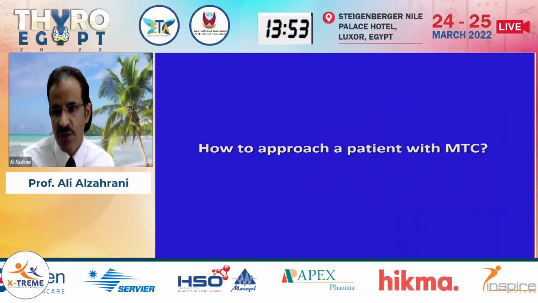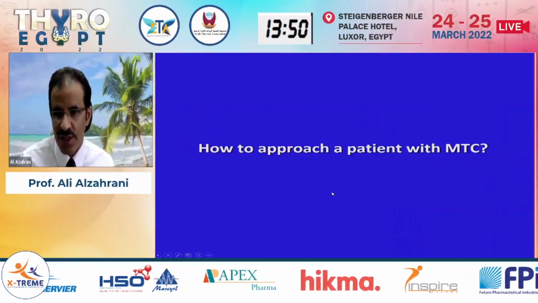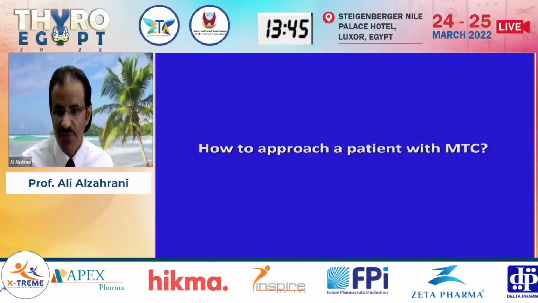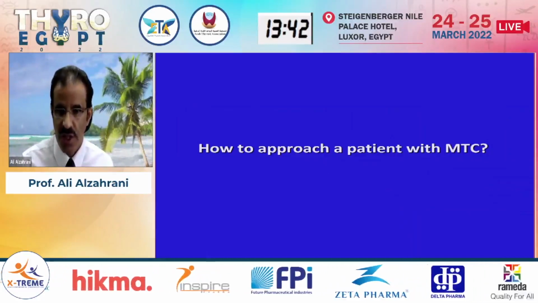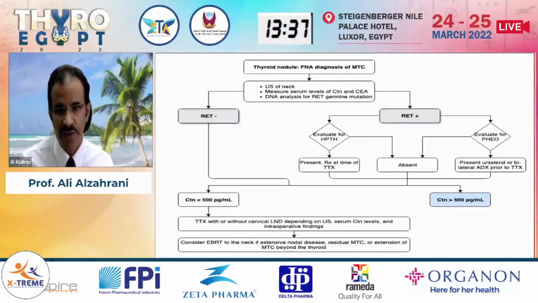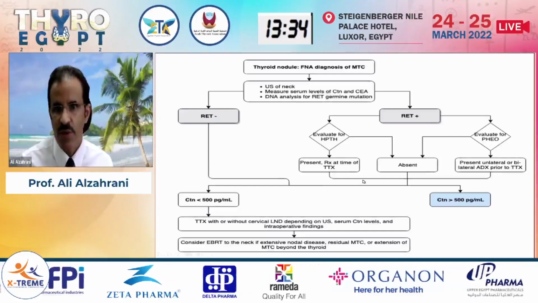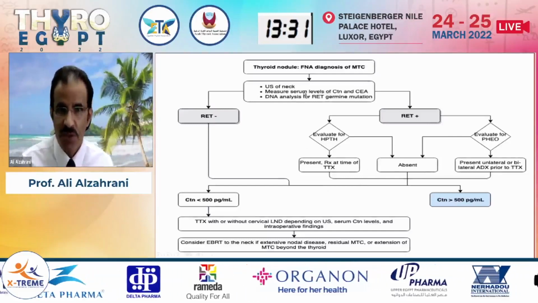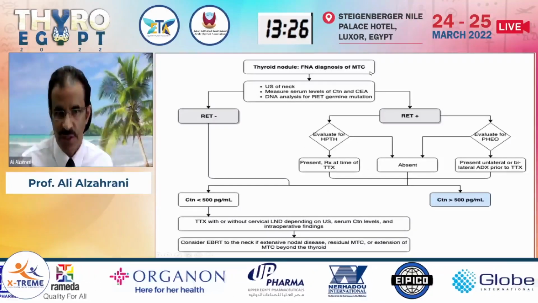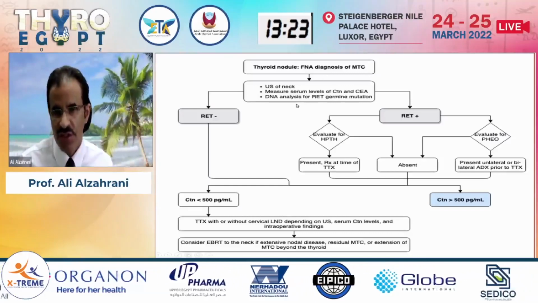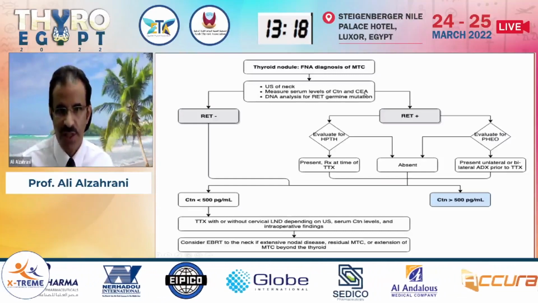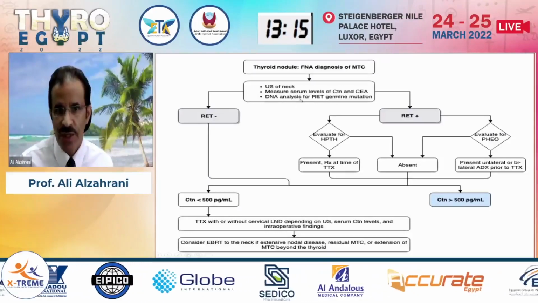So that's for the prophylactic thyroidectomy and the genetic testing and what to do with it. What if a patient already comes to you with a thyroid nodule and the FNA is showing that this is medullary thyroid cancer? How to approach this patient? This algorithm is also very useful and very nice, and although it looks complicated, we'll walk through it and it's easy. So when you have a patient with a thyroid nodule, FNA diagnosed medullary thyroid cancer, the essential initial investigation is to do ultrasound of the neck, measure serum calcitonin and CEA, and do DNA analysis for RET mutation.